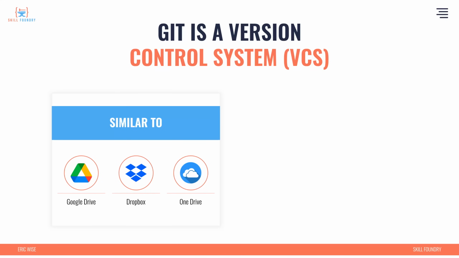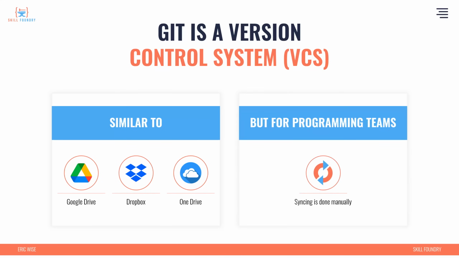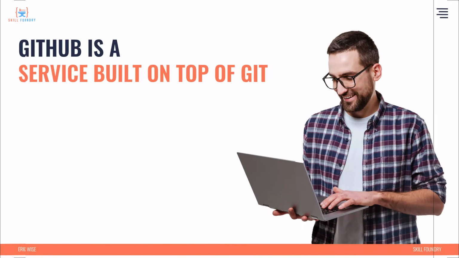Now, the difference is in a version control system like Git, it's specific to what programming teams want to do, and the syncing is typically done manually. You generally do not want your changes every time you hit save on your local machine to go commit to a repository that a team of programmers is sharing. Programmers tend to be more deliberate about it, so we manually set our checkpoints and sync up to the master repository. So what is GitHub then?